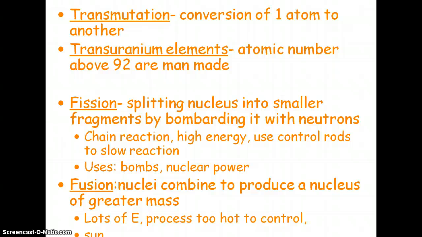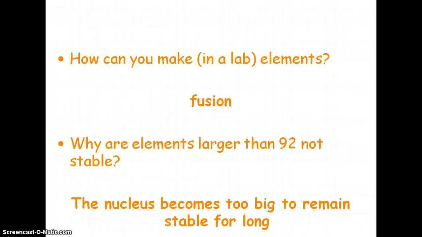Fusion, we haven't talked about yet, but it's the opposite of fission. So it's when you take two nuclei and you combine them to try to produce a bigger nucleus. It produces lots of energy. It's too hot to control, very, very hot process, and the sun does it every day. So how can you make an element in a lab? Well, fusion is one way.